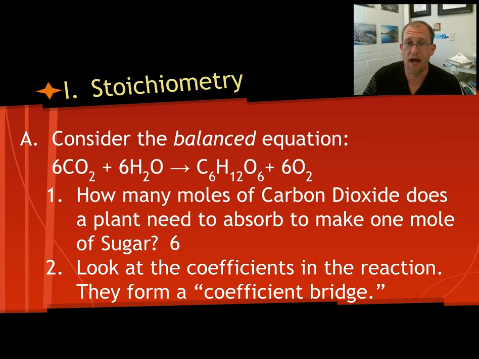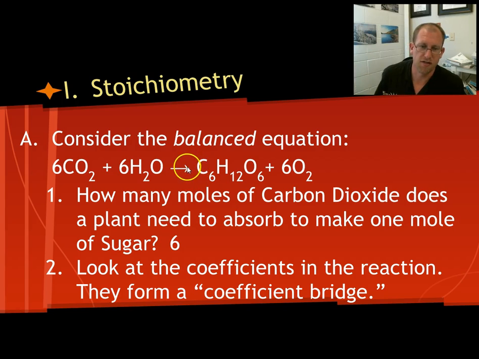Consider the following reaction. We have carbon dioxide plus water making sugar, and oxygen gas as a byproduct. This is photosynthesis, right? Balanced, it is 6 CO2 plus 6 H2O, yielding 1 sugar molecule plus 6 O2. It's important to have those sixes there. How many moles of carbon dioxide does a plant need to absorb to make 1 mole of sugar? The answer is 6. I will show you why I know.